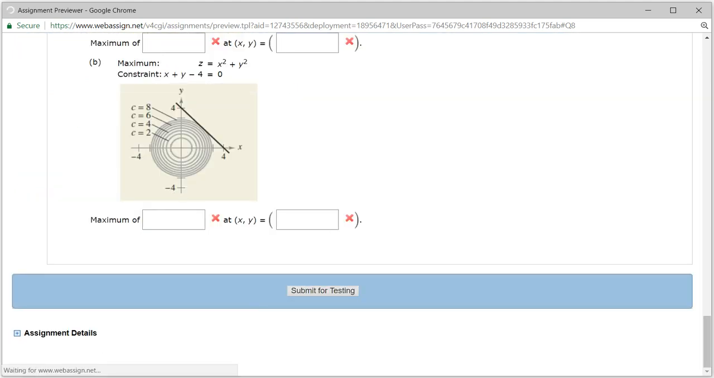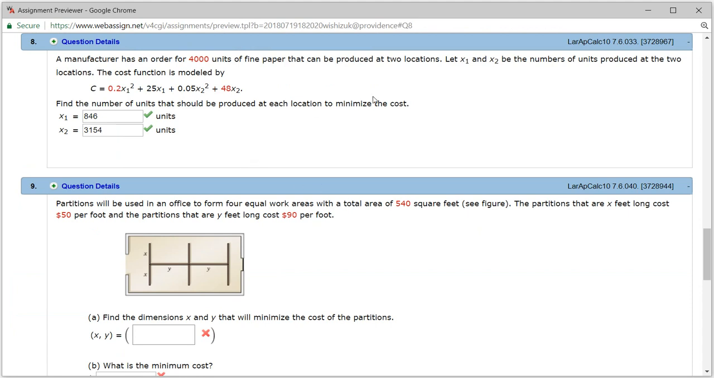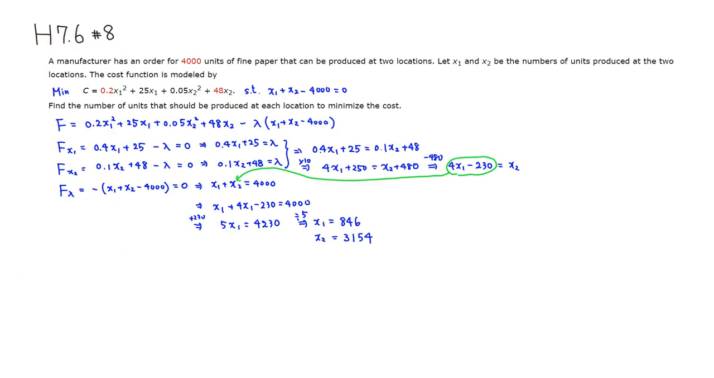Submit for testing. All right, it came back and looks like we got both of them correctly. All right, that's it. I hope that this was clear.